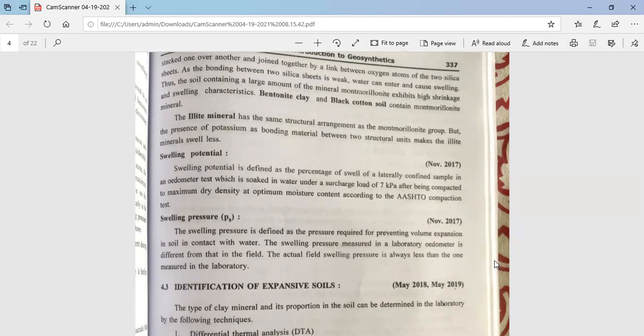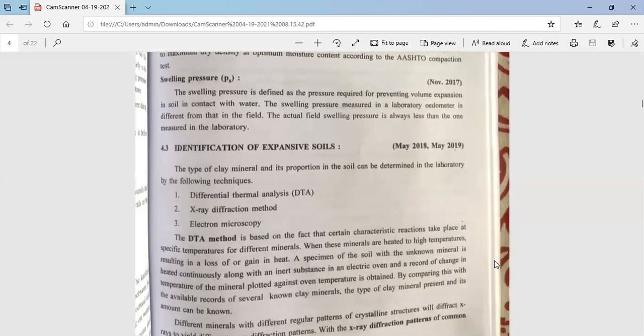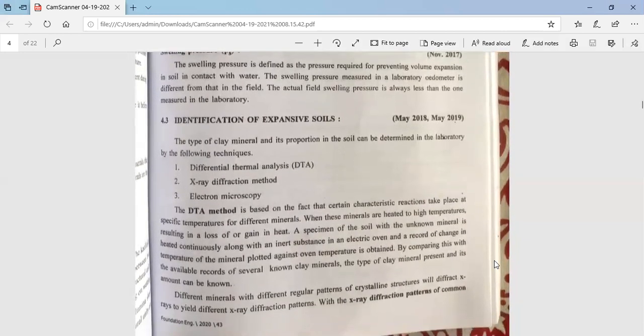So swelling pressure, known as Ps, is defined as the pressure required for preventing volume expansion in soil in contact with water. This process measured in a laboratory oedometer is different from that in the field. So the actual field swelling pressure is always less than the one measured in the laboratory. So what is the identification of expansive soil?